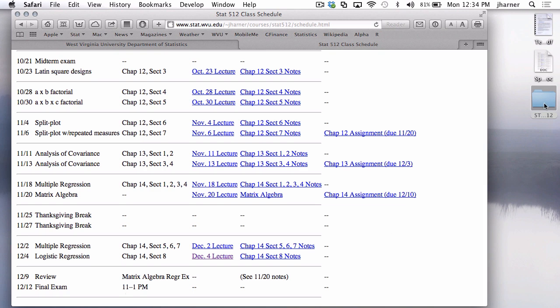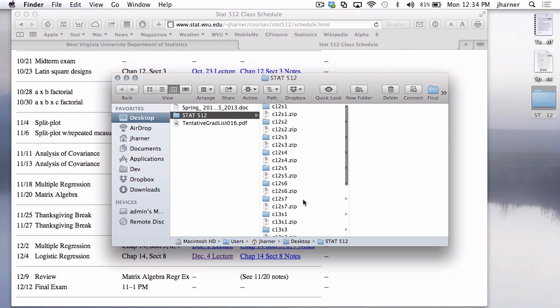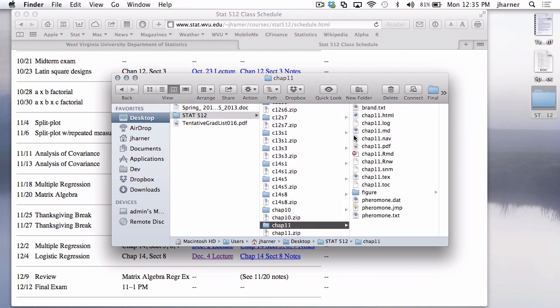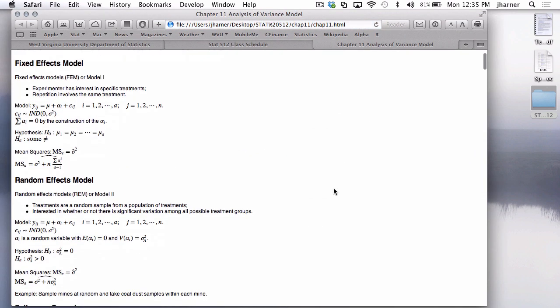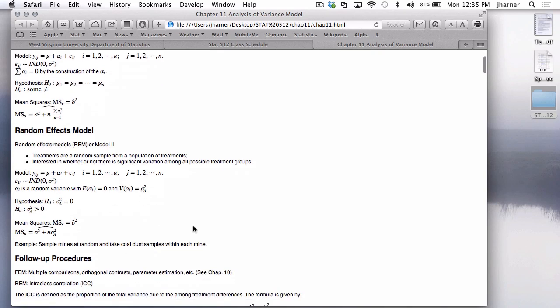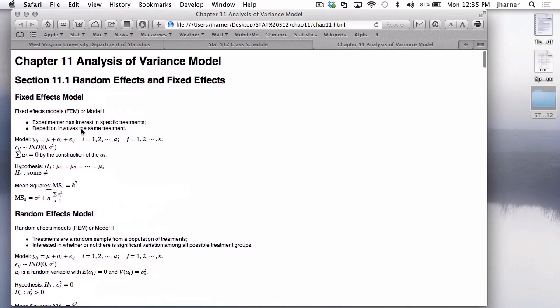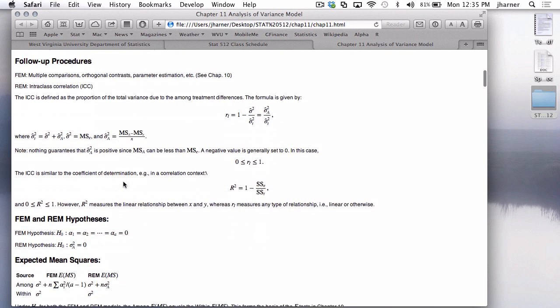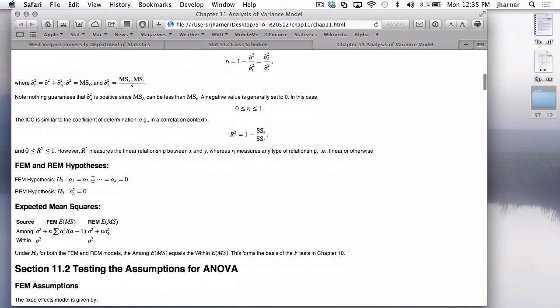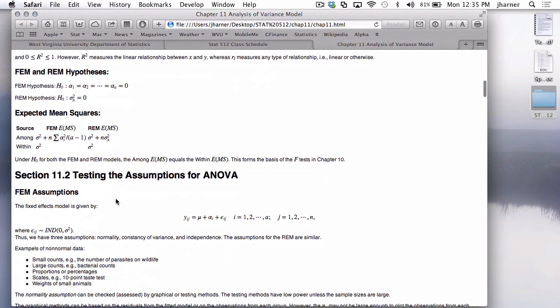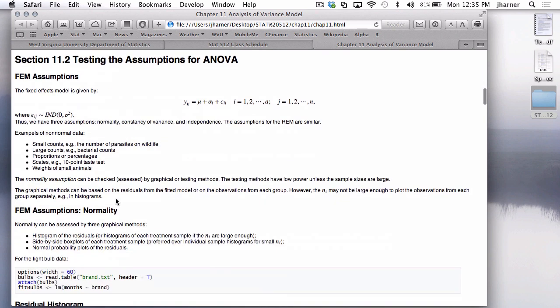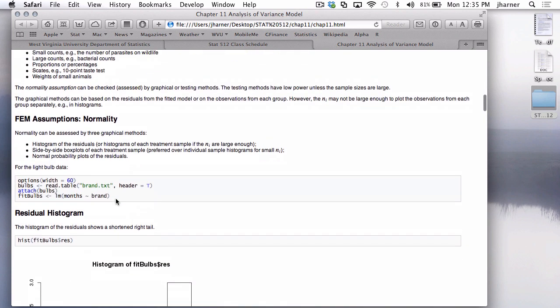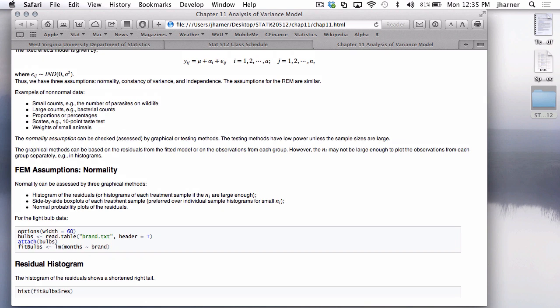So again, if I go back and take a look at chapter 11, and I look at the HTML file, the focus there again was on the random effects model. So you should understand the model, and you should understand how to estimate the variance components. The follow-up procedure is a little bit different here. And the difference between the fixed effects and the random effects model, the expected mean squares for both cases, and then of course in all cases you should be able to look and understand how you assess the assumptions of the model.